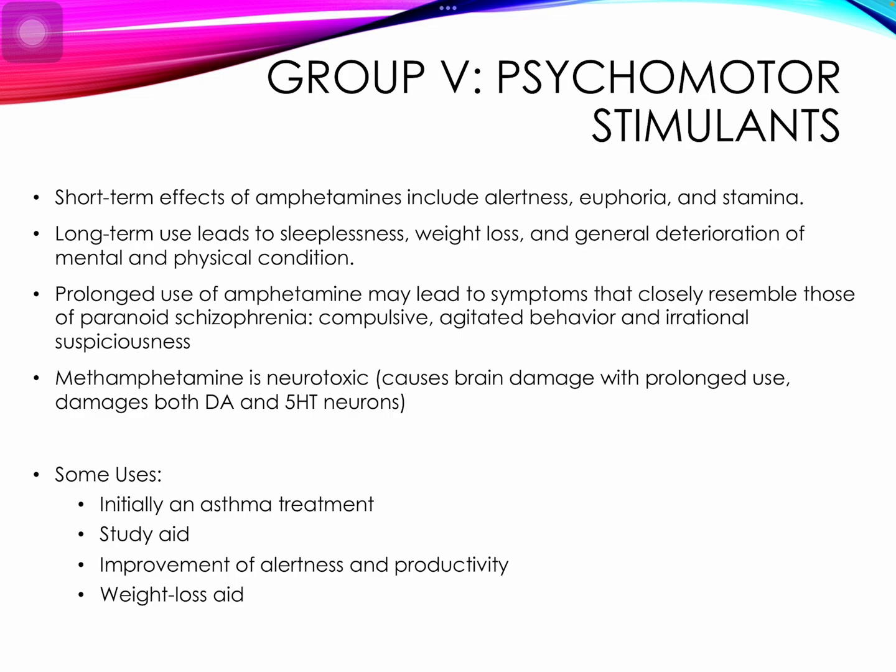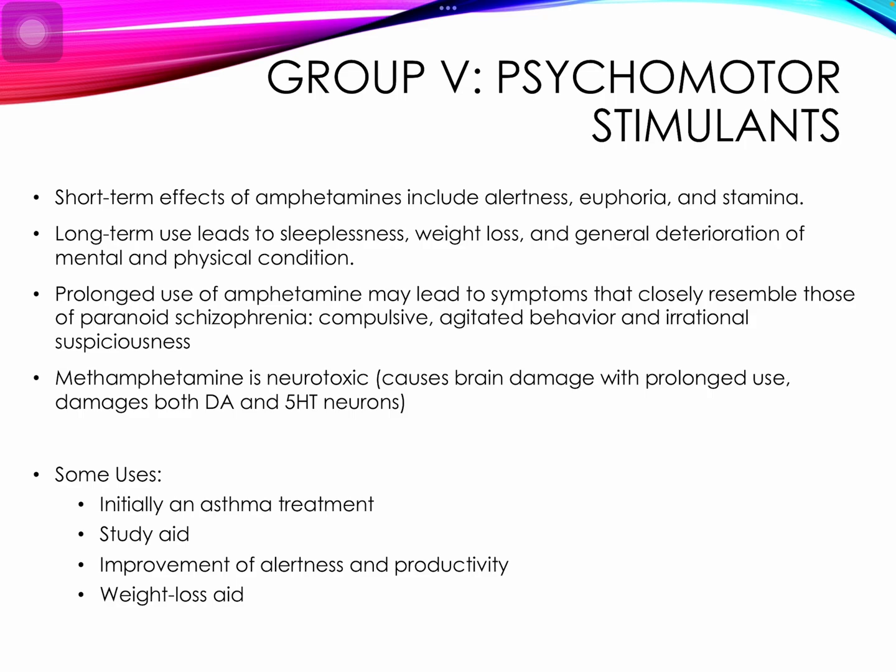And so it's actually really difficult to tell if a person is experiencing a psychotic break due to schizophrenia, or if they are just simply in an amphetamine psychosis. And what we see is this compulsive behavior, agitated behavior, irrational suspiciousness that you see with paranoid schizophrenia. And it gets really hard to sort of tease it apart. But again, a trained clinician should be able to tell the difference.